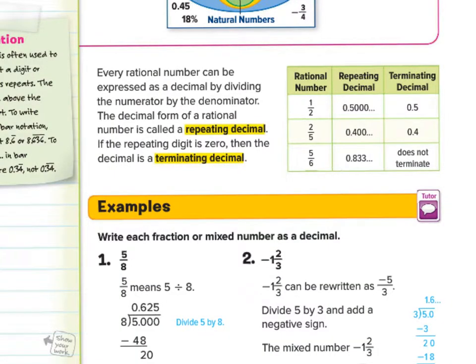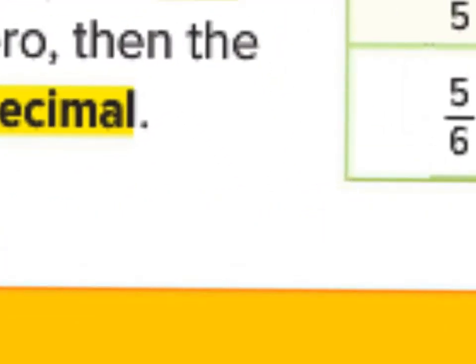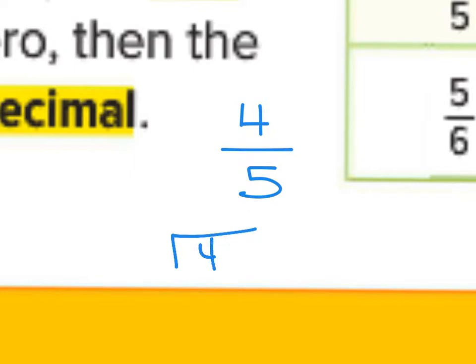Let's continue. Every rational number can be expressed as a decimal by dividing the numerator, or the top number, by the denominator, the bottom number. What do we mean by that? Let's say we have the number 4/5. If I want to convert this number into a decimal, I simply divide 4 by 5. How many 5s are in the number 4? None, right? So we put a 0 there.